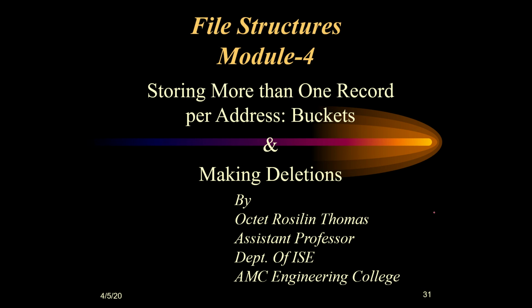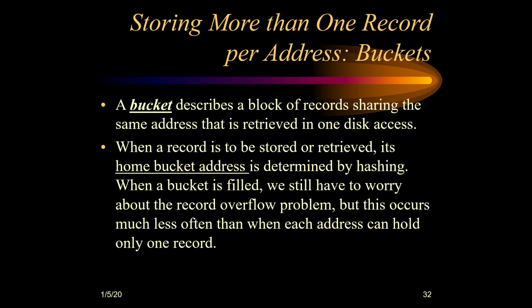Storing more than one record per address is known as buckets, and then we'll see about making deletions. When we try to save more than one record in an address, we can call that particular storage space, which can hold more than one record, a bucket. The address of that particular bucket is known as the home bucket address.